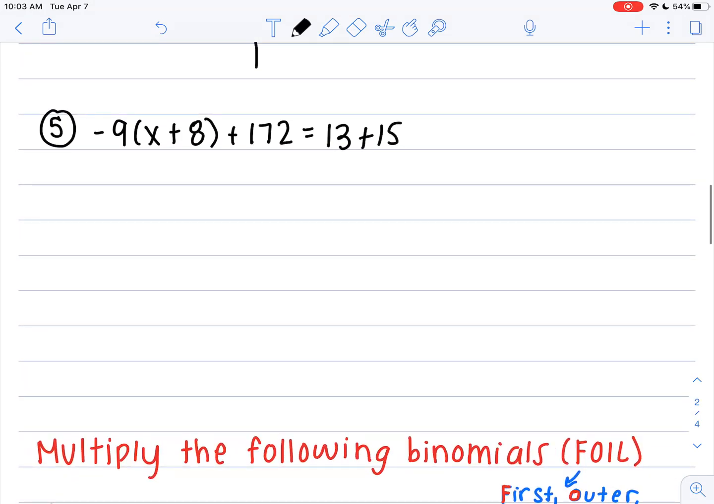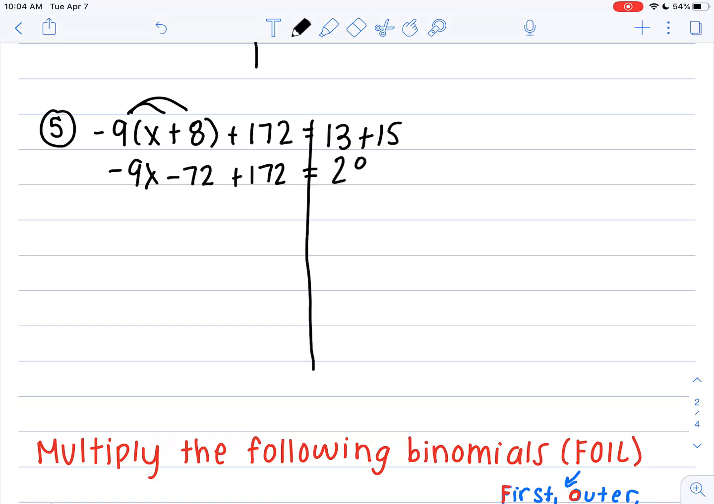Okay. Number 5. So negative 9 times x, let's draw a line down here, is negative 9x. And negative 9 times 8 is negative 72 plus 172 equals, we can combine those because we don't have x's over there. So 13 plus 15 is 28. On this side, we can't do anything with the negative 9x, but we can combine those two. So I'm just going to drop down the negative 9x. And then negative 72 plus 172 is a positive 100.